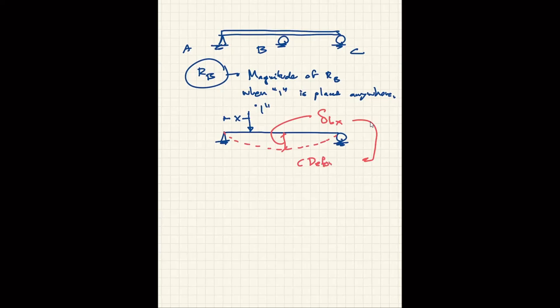So maybe with the extra note saying deformation at B caused by load at X. So we call that delta Bx.